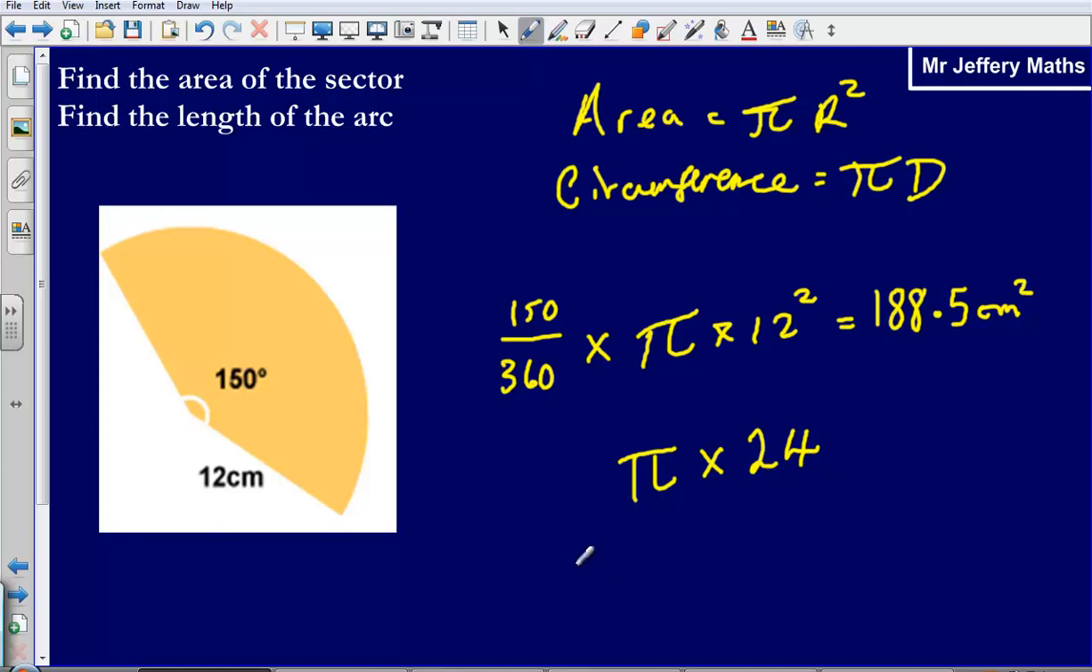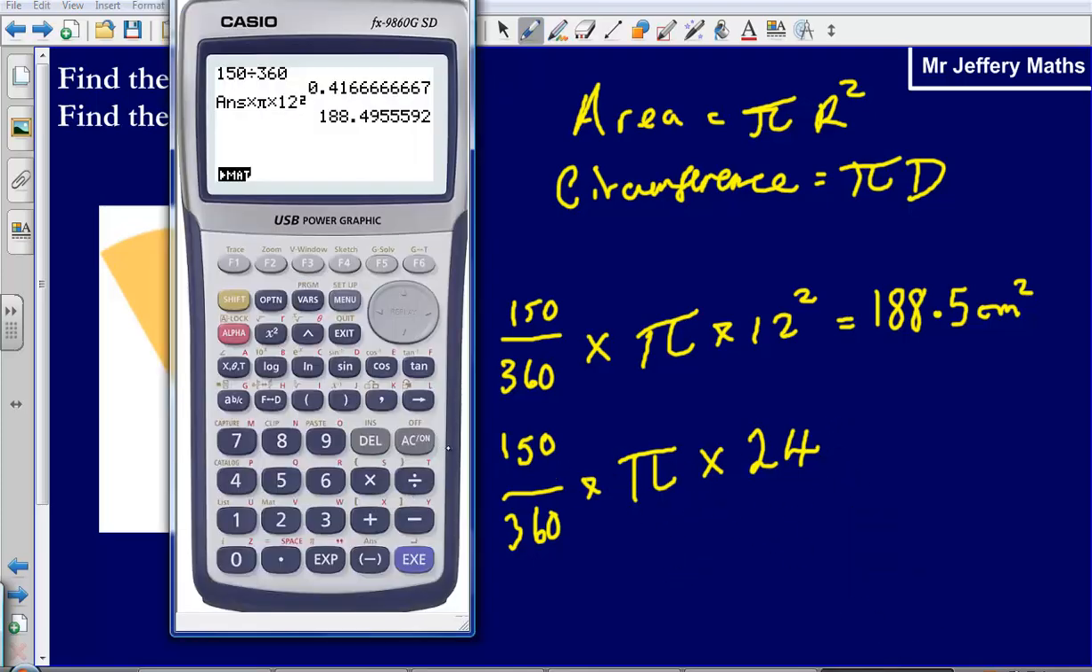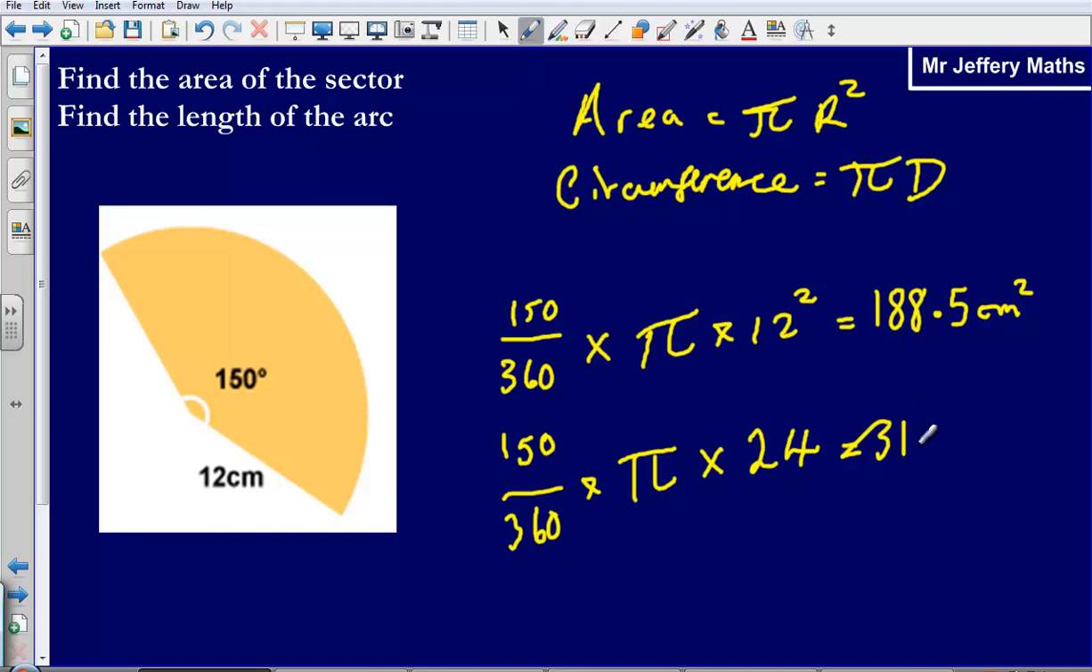24. Then what I've got is I've got 150 degrees out of 360, so take that fraction and multiply it by the circumference, and so that's going to give me 150 divided by 360 multiplied by pi multiplied by 24, and that's going to give me an answer of 31.4, and on this one it's simply centimetres because we're measuring that distance.